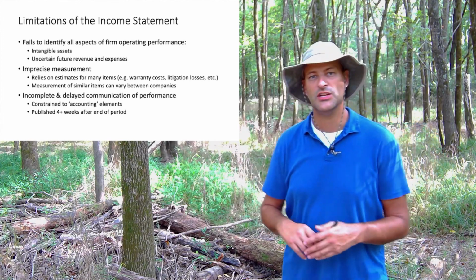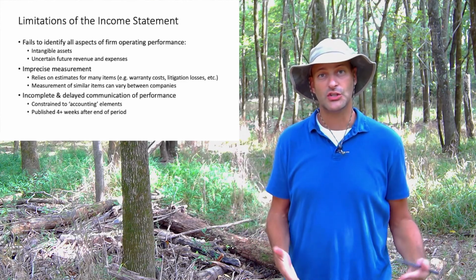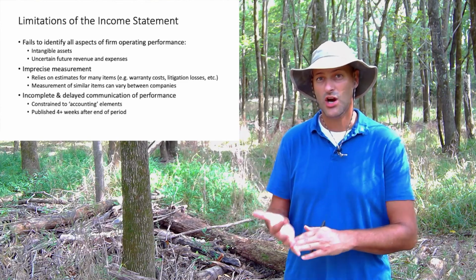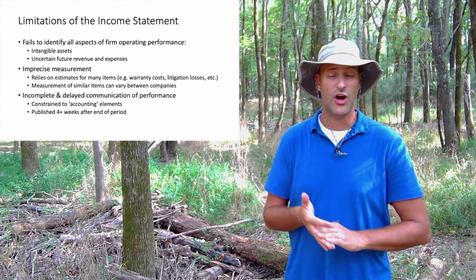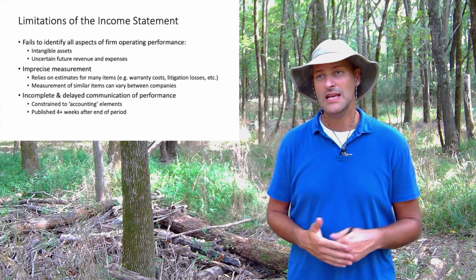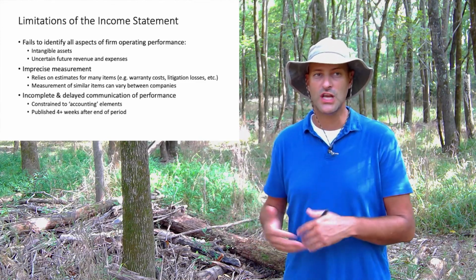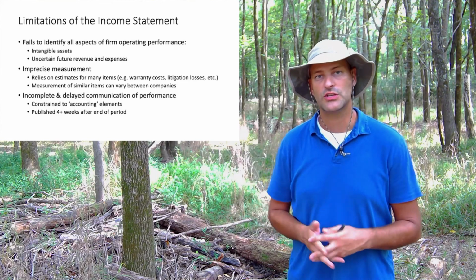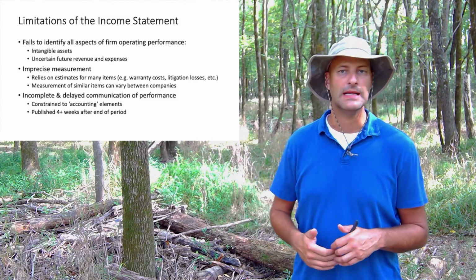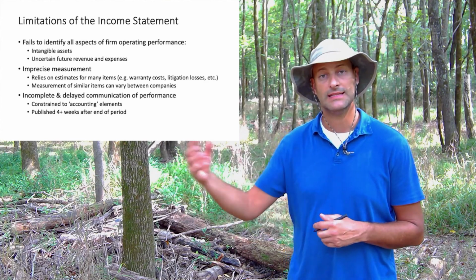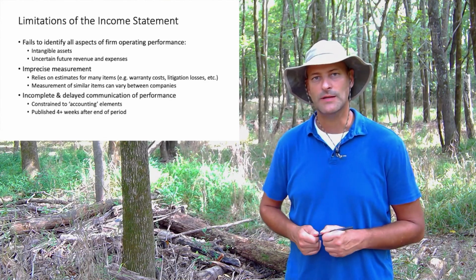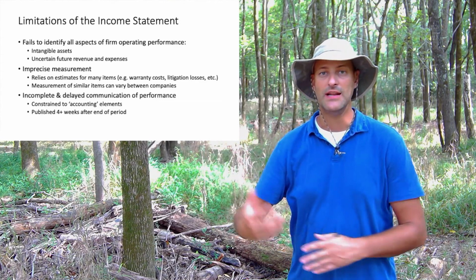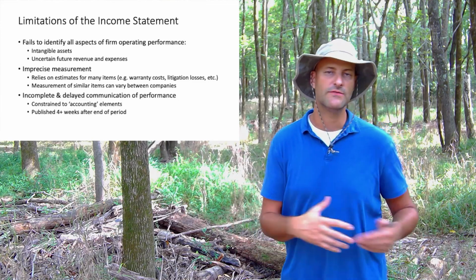The income statement in general provides an imprecise measure of a lot of items. It relies on estimates for many items, say warranty costs, litigation costs, a lot of uncertain assets and liabilities that the income statement reflects portions of, or what we think is a best estimate of what we expect that to be. There are a lot of other estimates, say bad debt expense is an estimate to a large extent when it hits the income statement. So, imprecise measurement.